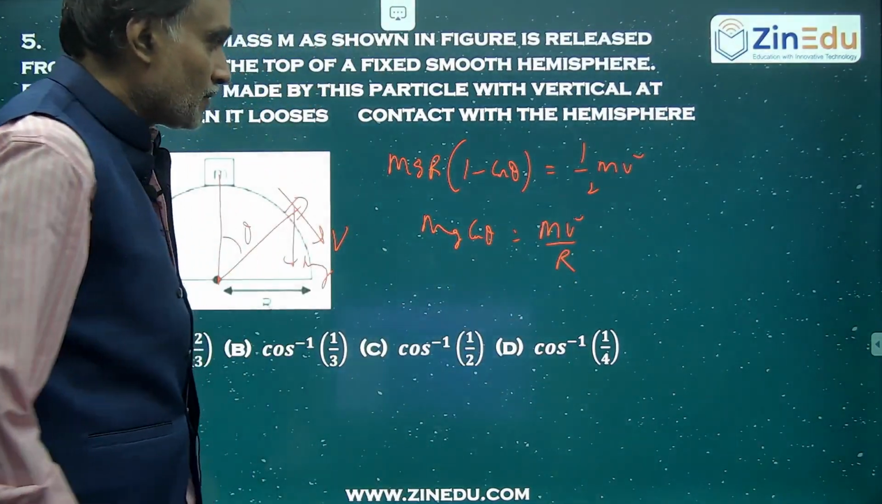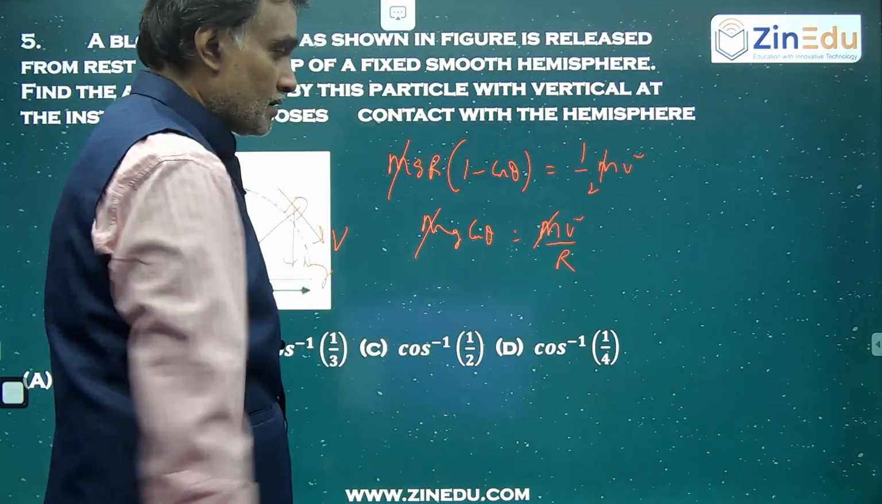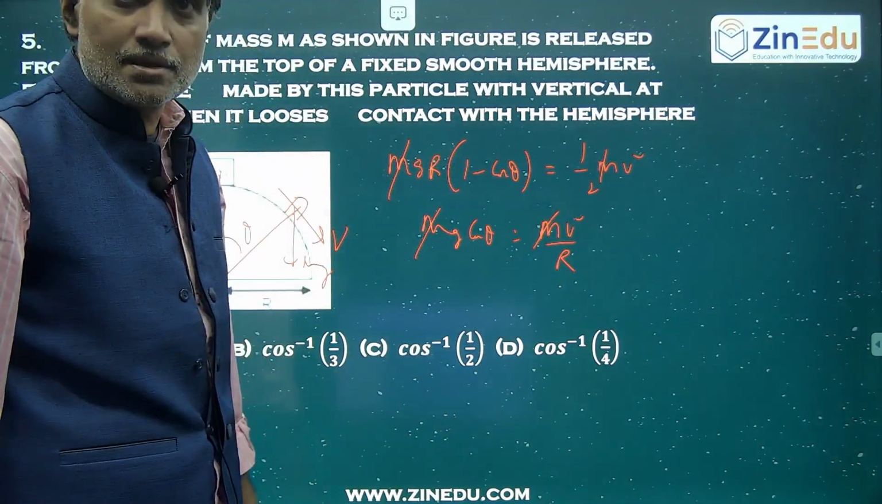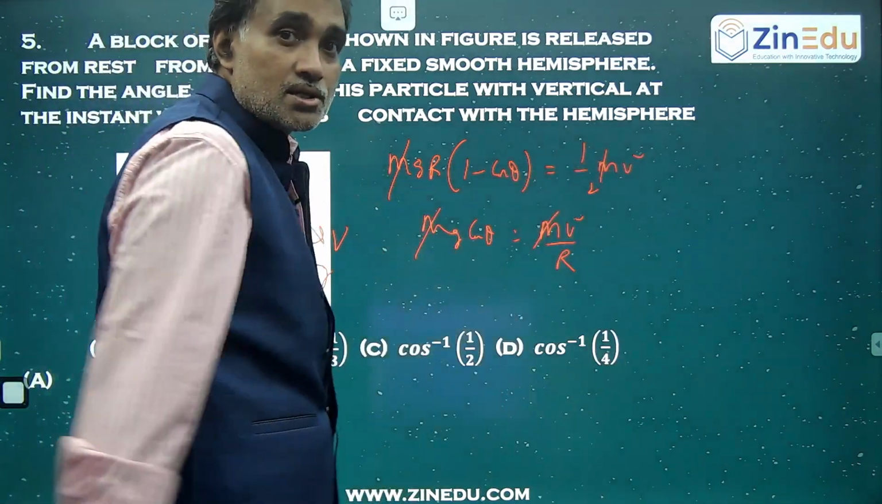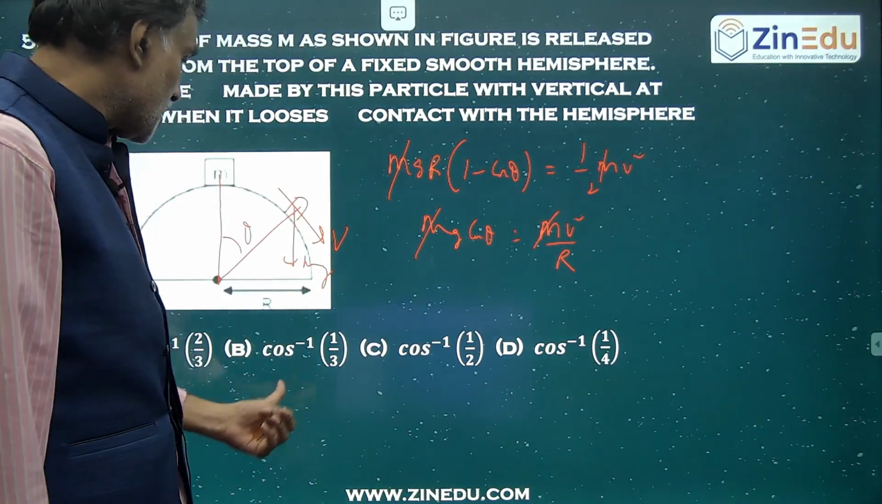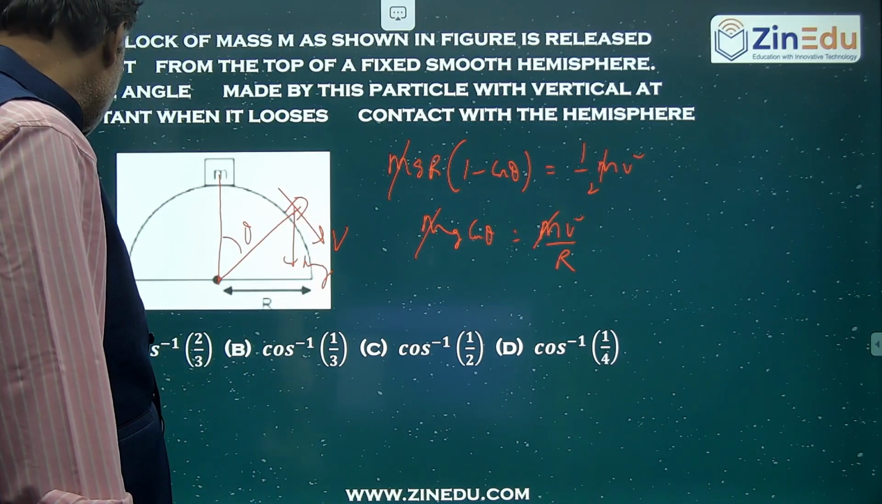Now from these two equations, what is v square? gr cos theta. You have to substitute. v square equal to gr cos theta. If you put it, g r cancels. 1 minus 2 cos theta is cos theta, I'll get. Then 3 cos theta equal to 2. So cos theta is 2 by 3. Cos inverse 2 by 3. The answer is a standard question.